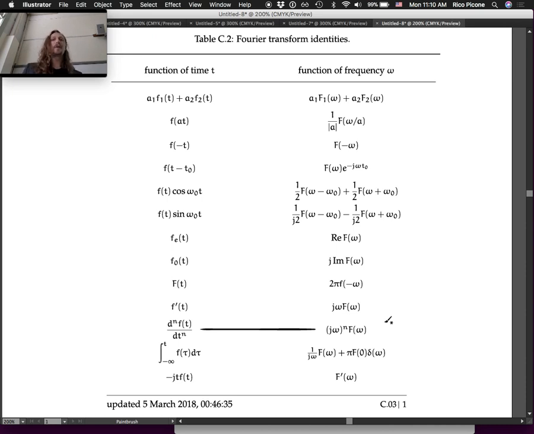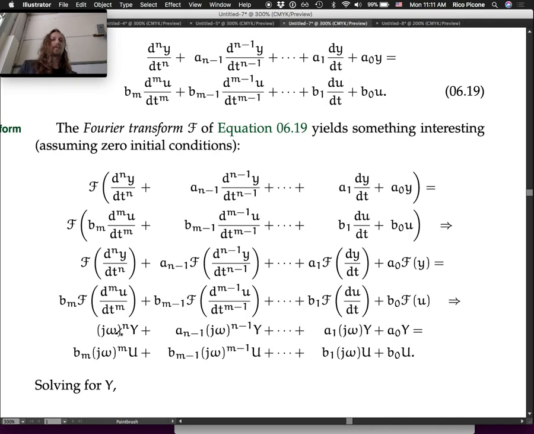Remember there was one very similar to this with the Laplace transform, except it was s to the n instead of j omega to the n. So let's apply that. We have j omega to the n plus the constant is still there, j omega to the n minus 1, and so on, all times the Fourier transform of the output y, which we write with a capital Y. Similarly on the other side, the input u is written with a capital letter to denote that it is the Fourier transform of that function.